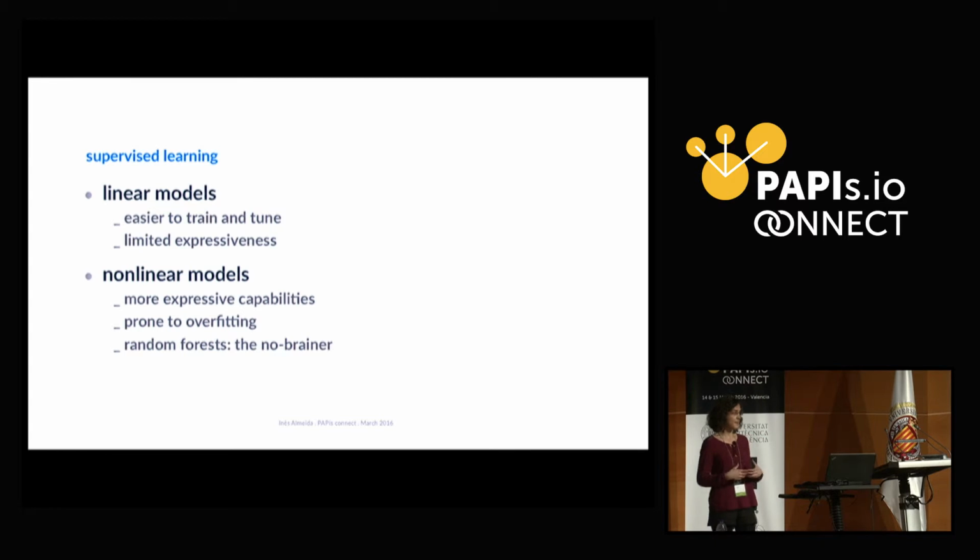Of course, being simple, their expressive power is limited, and they may not mimic perfectly well the type of function you're trying to predict. So when that happens, you may have to switch to nonlinear models, which are slightly more complex. They are much more expressive, and they can mimic virtually any function you want from your data, but that comes with a price. And the price is they are prone to overfitting.